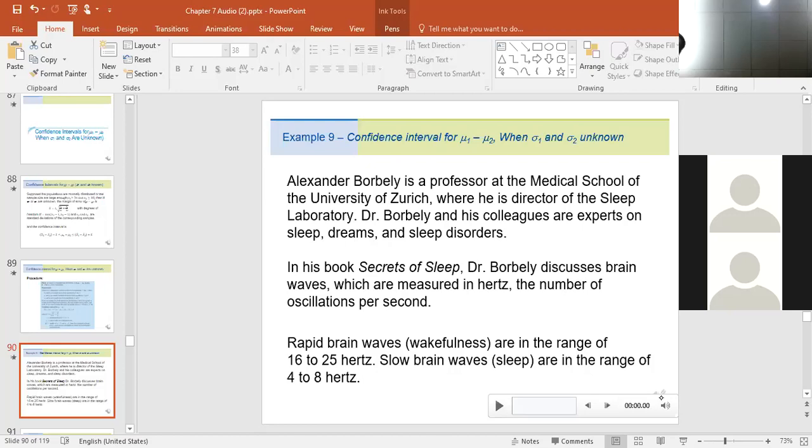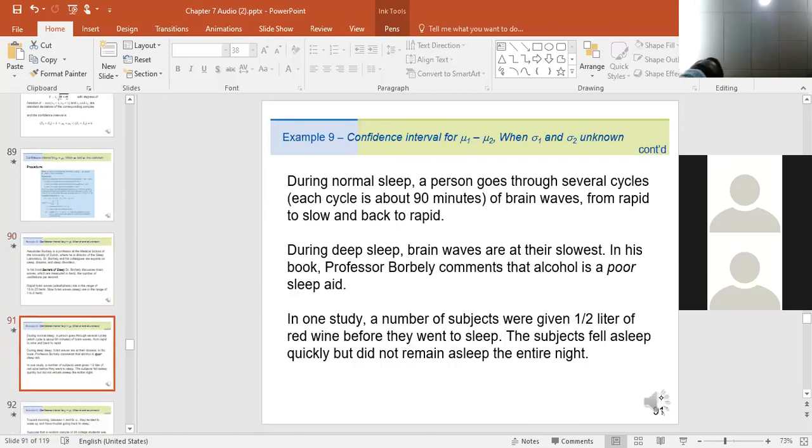All of these are not very important, but what do we want? During normal sleep, a person's cycles will vary. In one study, a number of subjects were given half liters of red wine before they went to sleep. We want to check here whether alcohol is a good sleeping aid. So we will test. Instead of going through all of that, we want to finish this chapter today. It's not difficult. We are just going to use the calculator.